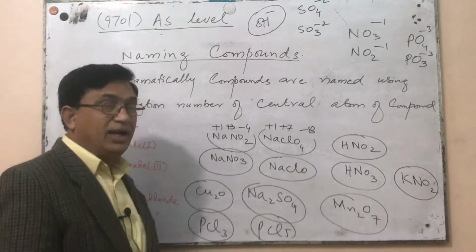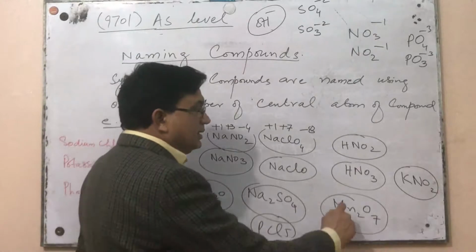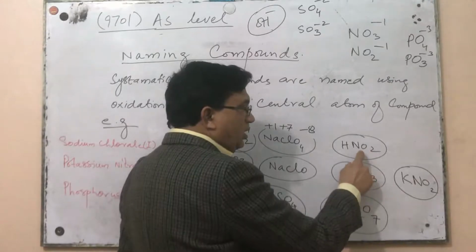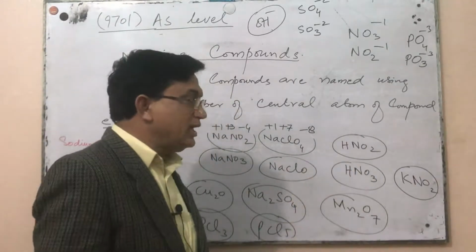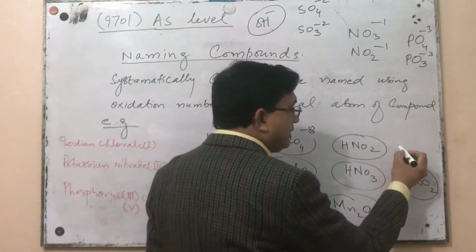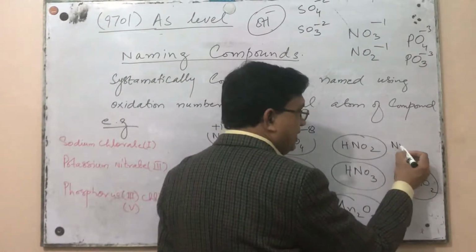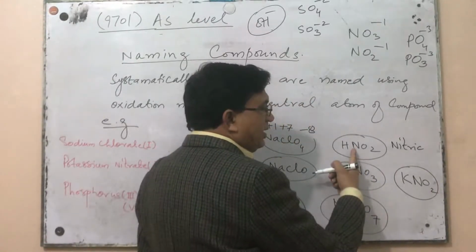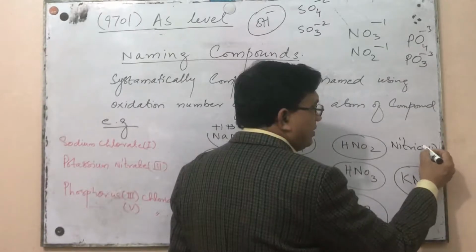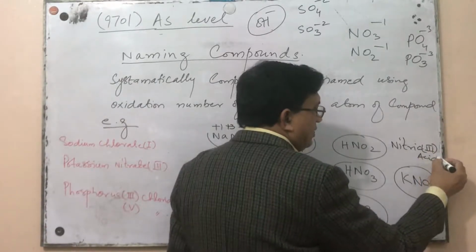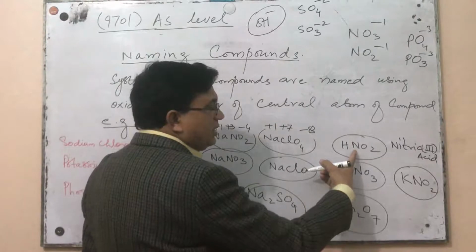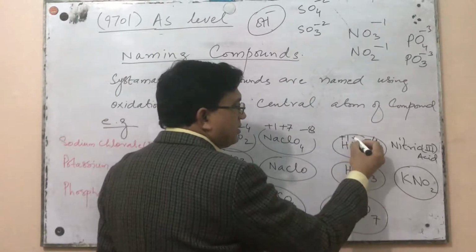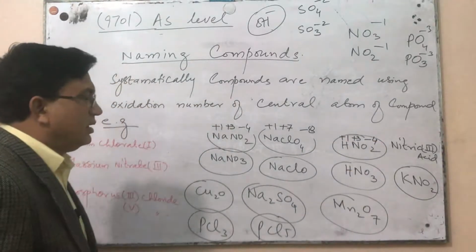And if acids are present instead of a chemical compound, then we use the word IC at the end of their name. For example, this is nitrogen and oxygen bonding along with hydrogen showing acidic. This will be called nitric. How many oxidation states? Nitric 3 acid. Nitric 3 acid means here the oxidation state of nitrogen is +3.